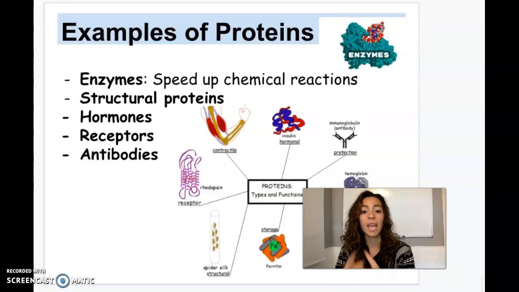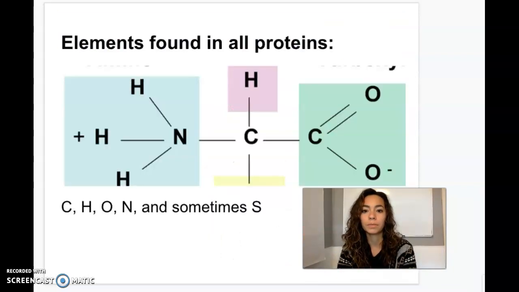These are all examples of important proteins inside of our bodies. Some more examples: enzymes, which we'll be learning about soon, which speed up the chemical reactions inside of our bodies. Structural proteins, bones, muscles, all that good stuff. Hormones, which help our body function. Receptors that are on cells, which help cells communicate. And antibodies, which help us fight infections. All right, so if we look again at the structure, we've got all the different elements that are found, sometimes S, sulfur, depending on the side chain.